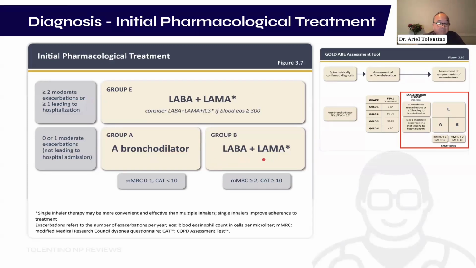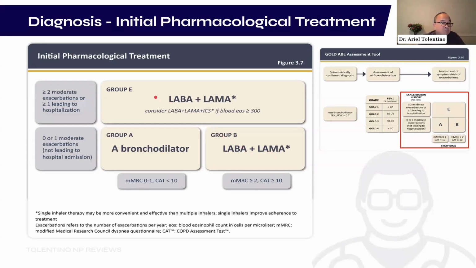Now, for group B, we should give a LABA plus a LAMA, this dual combination therapy. And of course, your LABA is formoterol or salmeterol. You have to add a long-acting muscarinic antagonist, a LAMA. A common LAMA is your tiotropium. Okay. This asterisk here tells us that it is better to select, whenever possible, the combination of a LABA and LAMA in a single inhaler, because this is more convenient for the patient and it increases compliance for the administration of this medication.